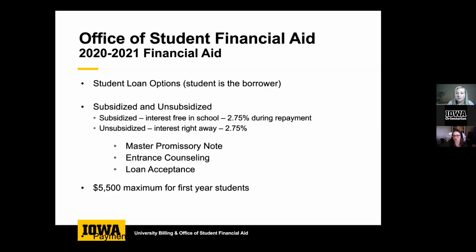And then also the loan acceptance, which is you letting us know that you do want the loan and how much of the loan you do want. Master promissory note and entrance counseling are completed online at studentloans.gov and only need to be completed the first semester you borrow a Stafford loan. They'll carry through with you every semester after that. Loan acceptance will have to be completed each year after you're notified that your financial aid offer has been posted.